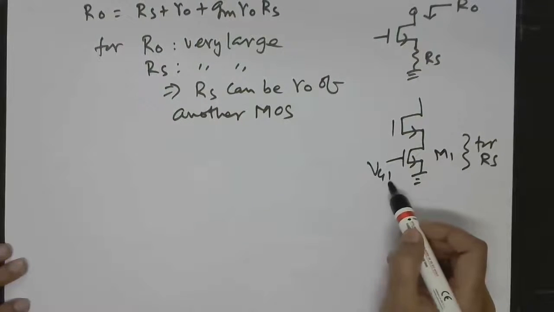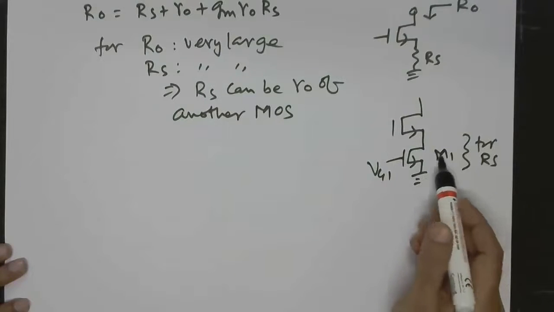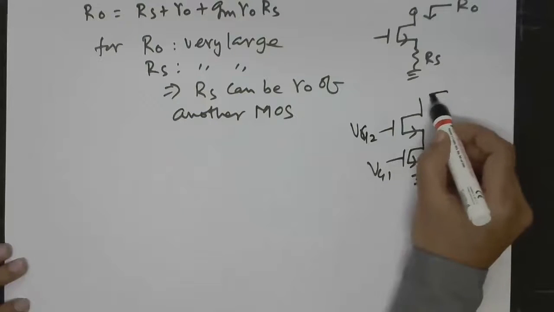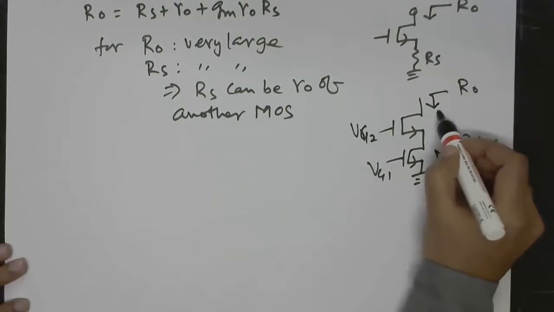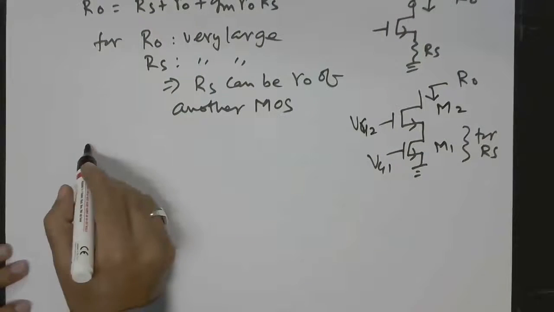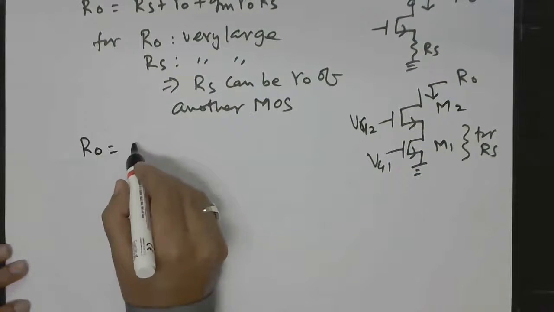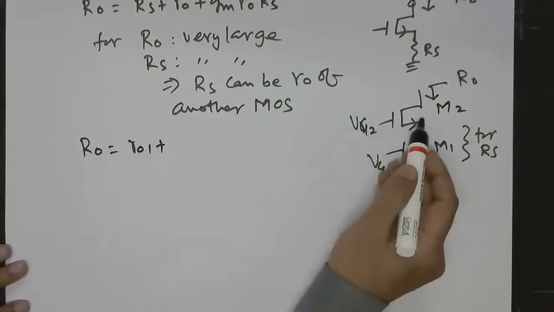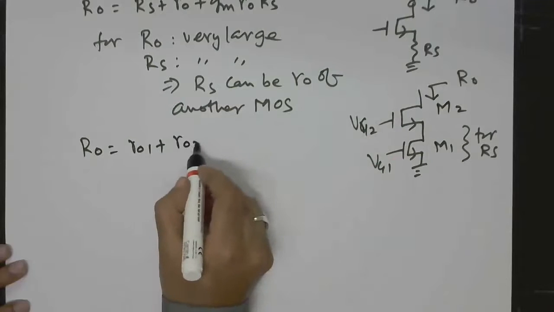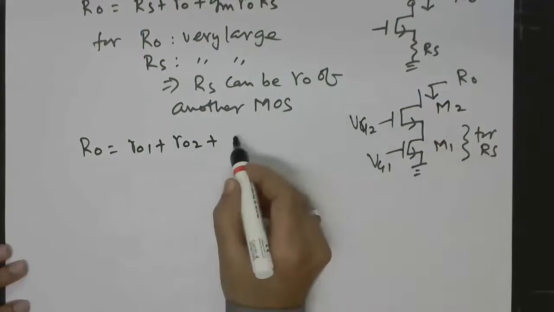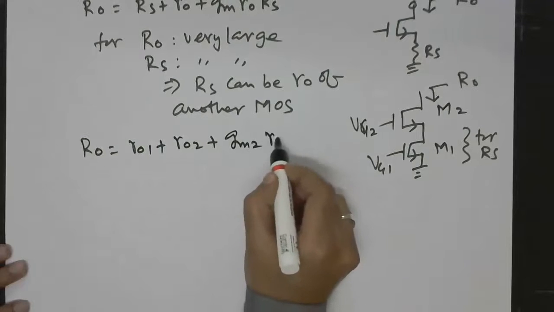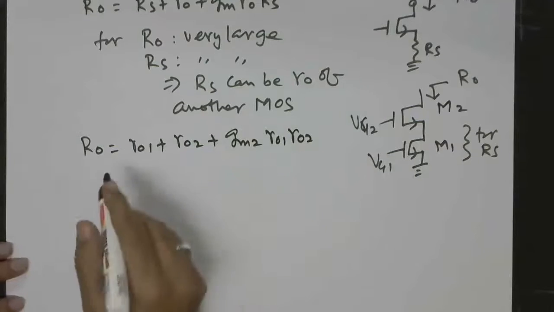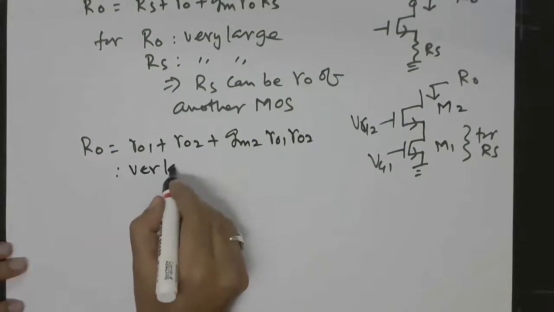So now if you put the gate voltage of this MOS fixed, we will have a fixed R0, and then in this case R0 can be calculated as, so RS gets substituted by R01, and then we have R0 of second MOS, then GM of second MOS, then R01 and R02. And this quantity is going to be very large.